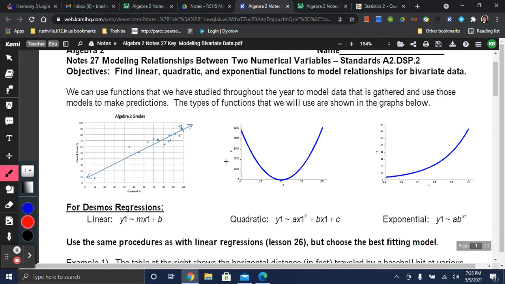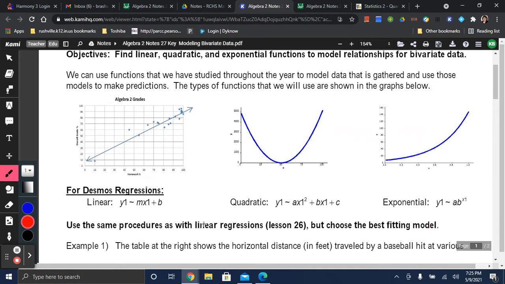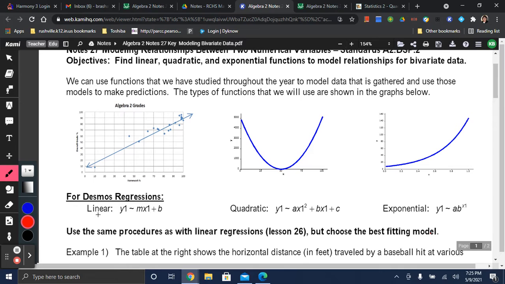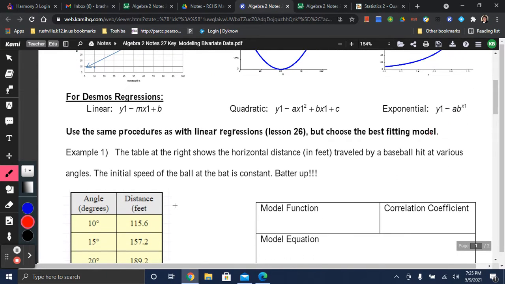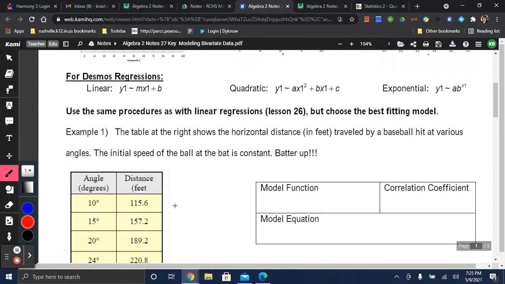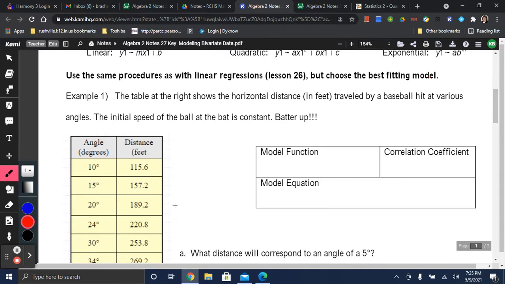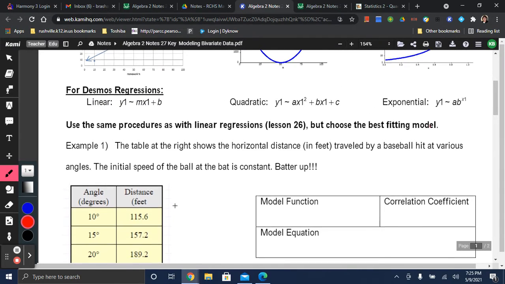Today we'll be working on Notes 27, where we're going to be using linear, quadratic, and exponentials to model relationships for our data. Last class we just did linear, using Desmos regressions, and today we're going to expand that to quadratic and exponential, so you can see the graphs that those would be like. We'll use the same procedure, but we want to choose the best model.